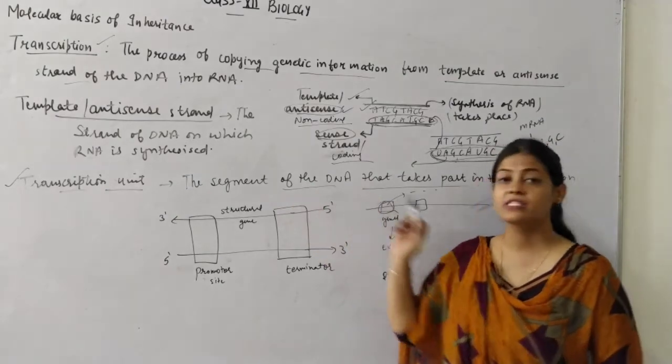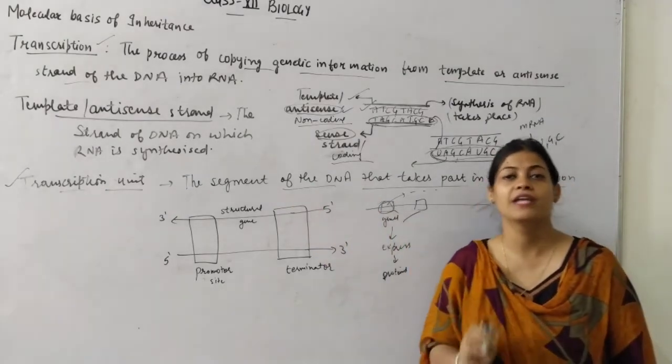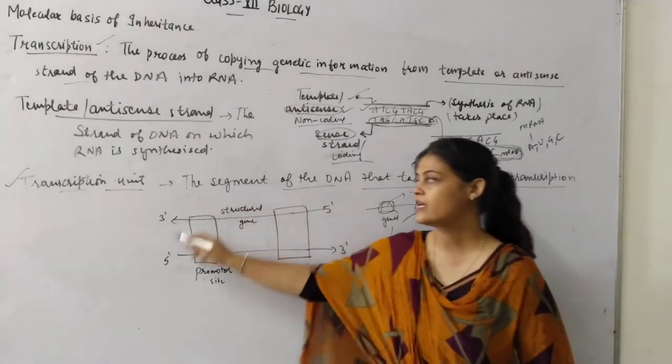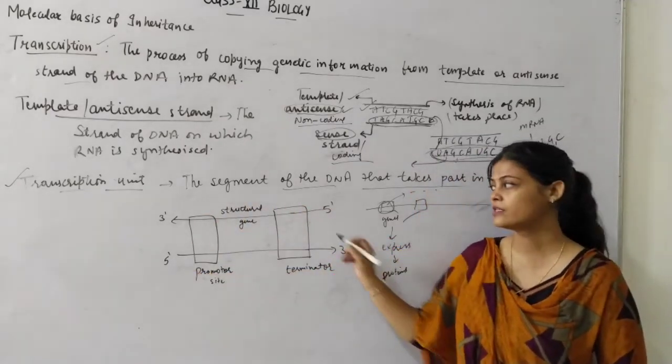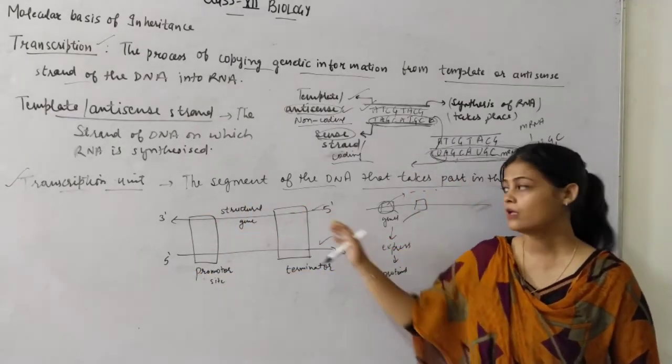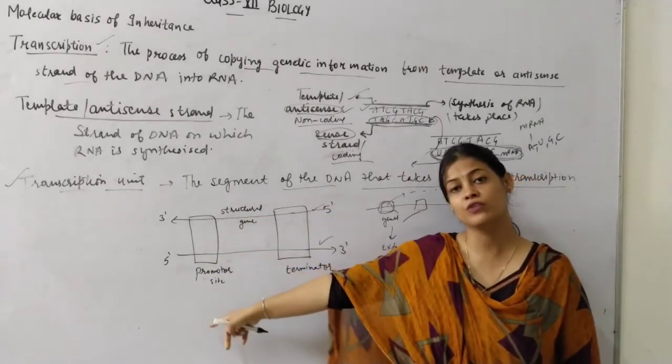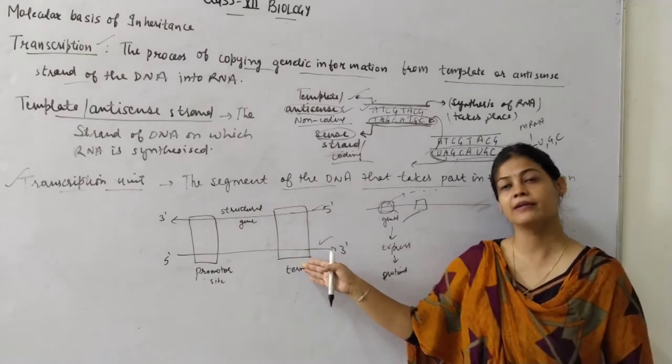So they have a specific segment of DNA where the transcription actually takes place. This is called the transcription unit. Here you can see I have shown a transcription unit. These are the 2 strands of DNA, one in the 3' to 5' direction and the other in the 5' to 3' direction, that is, in the anti-parallel direction.